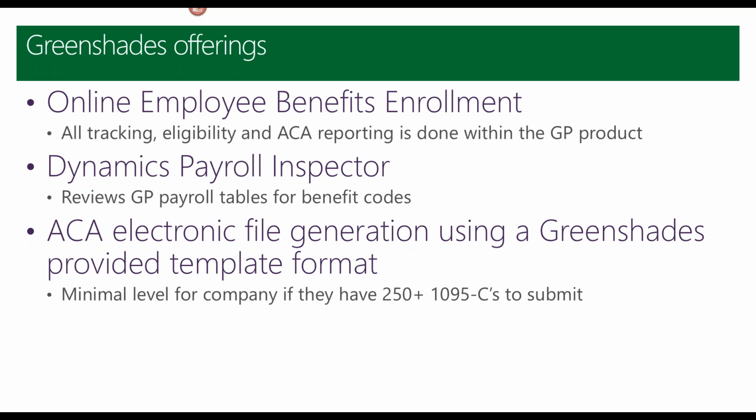But the Green Shades offerings, there's three of them. One, they have a product which is online benefit enrollment. This lets your employees go online, register for different benefits they want, and it's all done online, and Green Shades will read all of those tables. They also have what's known as Dynamics Payroll Inspector, and Payroll Inspector reads from your payroll, deduction and benefit, mostly benefit codes, and it will alert you if you have somebody that should have coverage and does not.